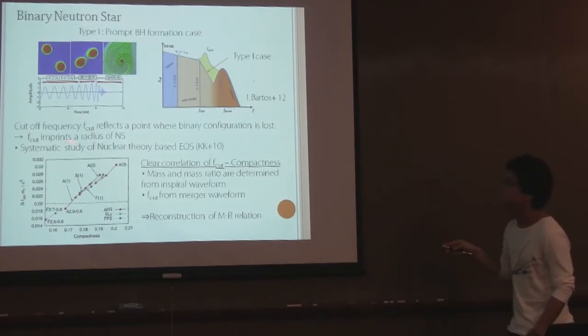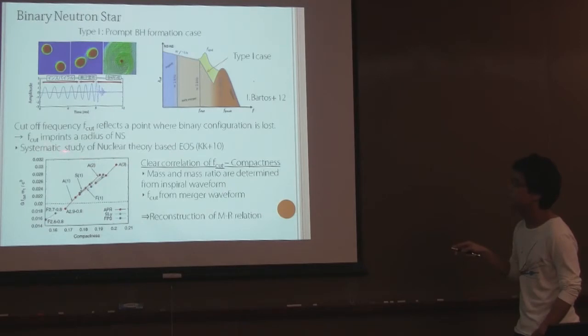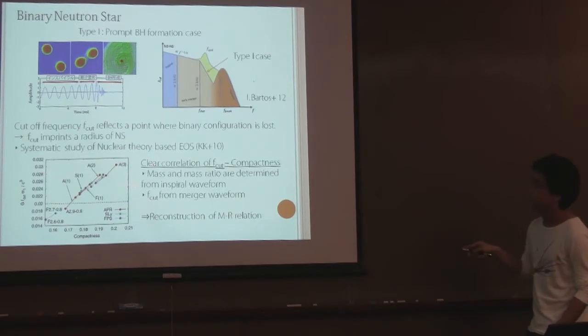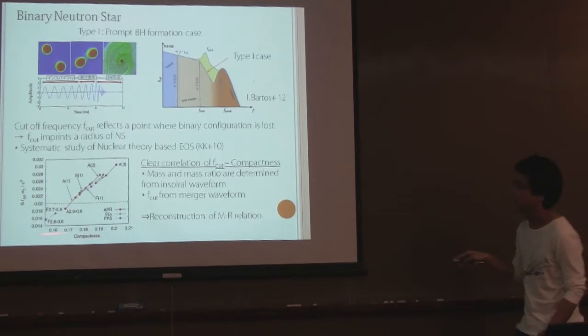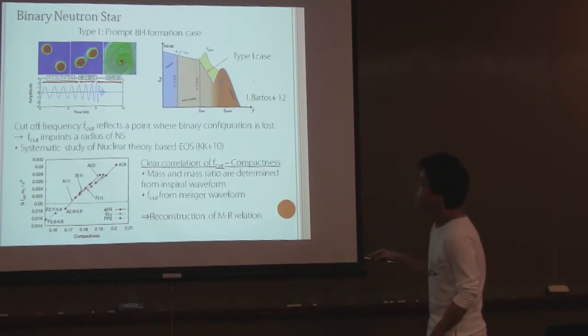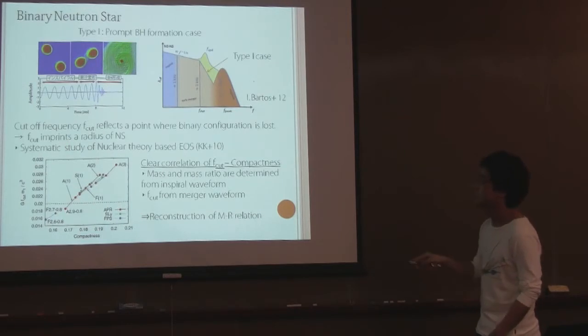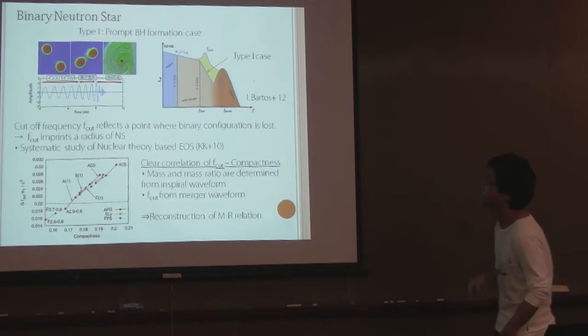We confirm this by performing systematic studies for total mass, mass ratios, and the nuclear fusion equation of state. The bottom figure is the cut frequency as a function of the compactness of the neutron stars, in which we vary the total mass, mass ratio, and the equation of state. And you can find a very clear correlation between the two.